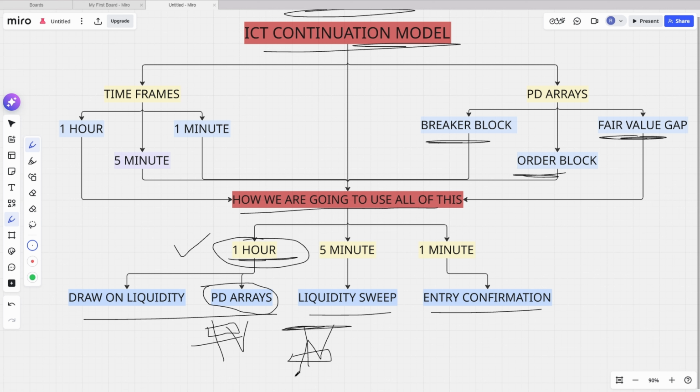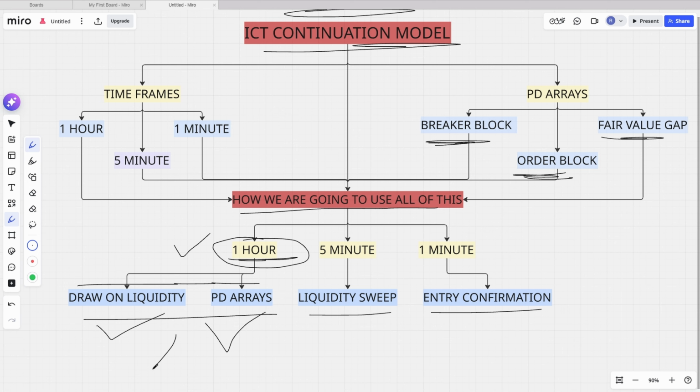While fair value gaps are used here as a primary example, they are not mandatory. Order blocks or breaker blocks may also be used as points of interest. The specific type of price delivery array is flexible, but one condition is non-negotiable. Every selected point of interest must align with the defined draw on liquidity. If a price delivery array does not support movement toward the draw on liquidity, it is ignored. Alignment with the higher time frame objective is always the priority. This completes the 1-hour time frame portion of the model and establishes the foundation for all lower time frame execution.